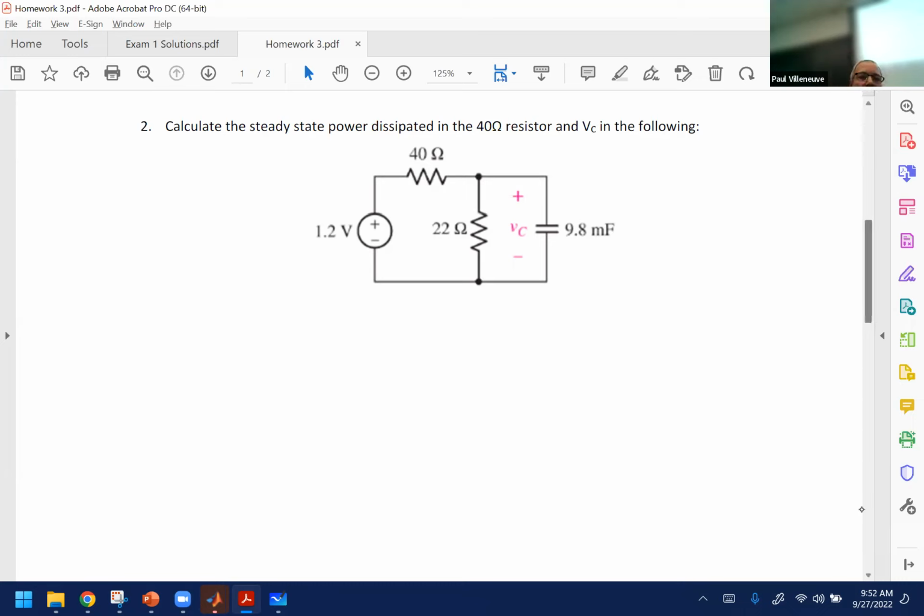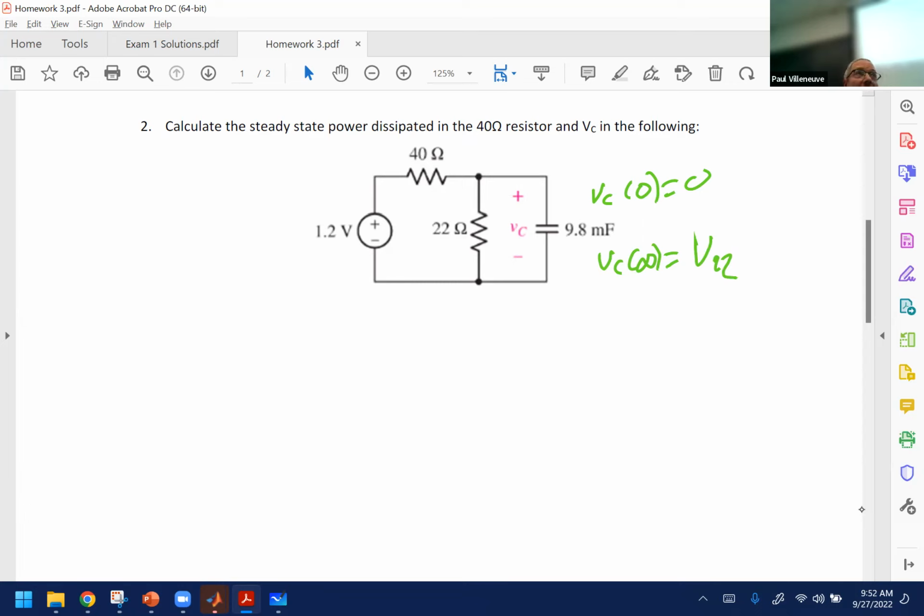So if there's VC equals 0, because we'll assume that it's no value, right? VC of infinity is going to equal what? It's going to be whatever voltage the 22 ohm resistor is going to look like, correct?